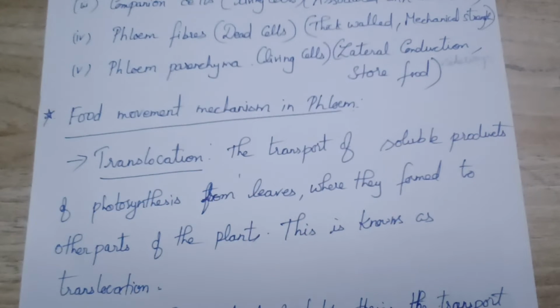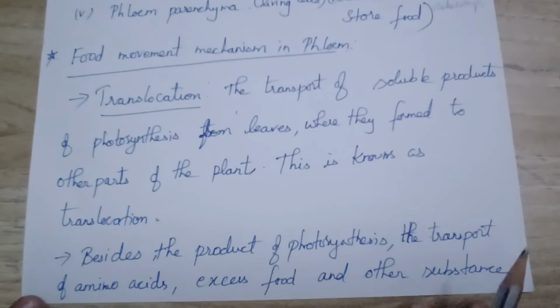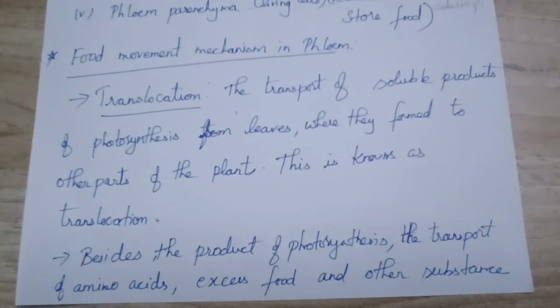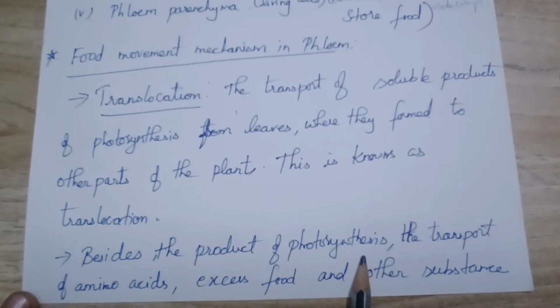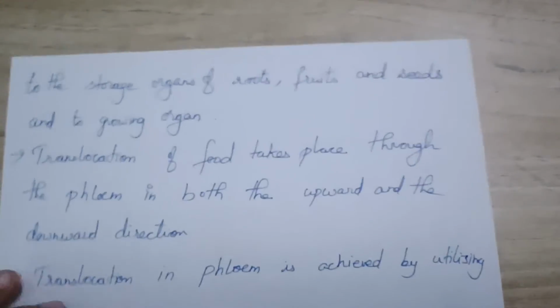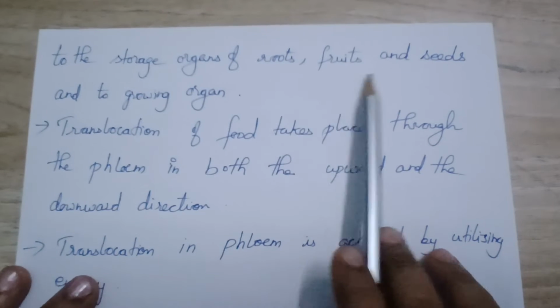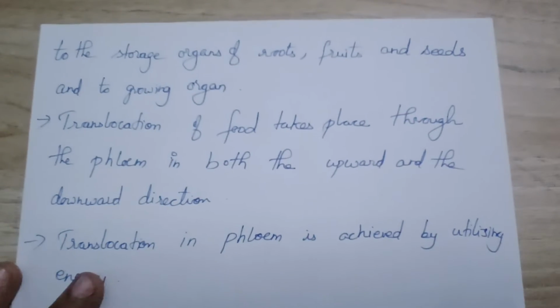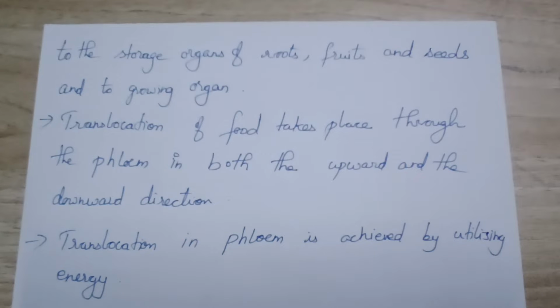Okay, not only the products of photosynthesis are transported, other things also, like amino acids or whatever food is not used immediately. It is stored as starch, right? So besides the product of photosynthesis, it transports amino acids, excess food and other substances to where? Storage organs. What are the storage organs in plants? Roots, fruits, seeds, and the growing organs are the storage organs of food.